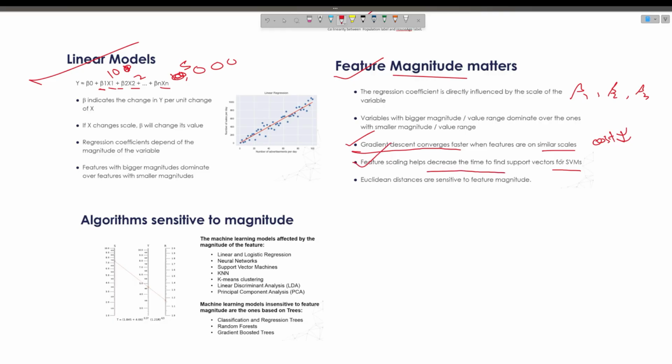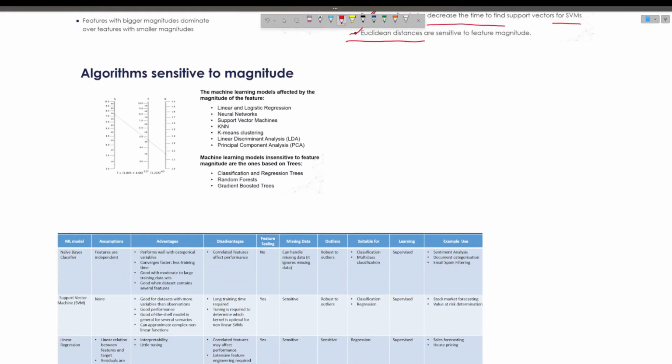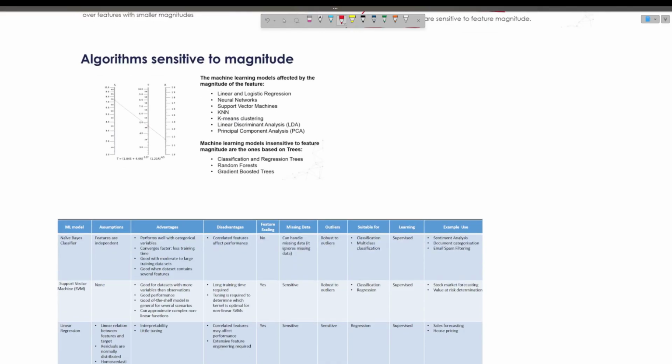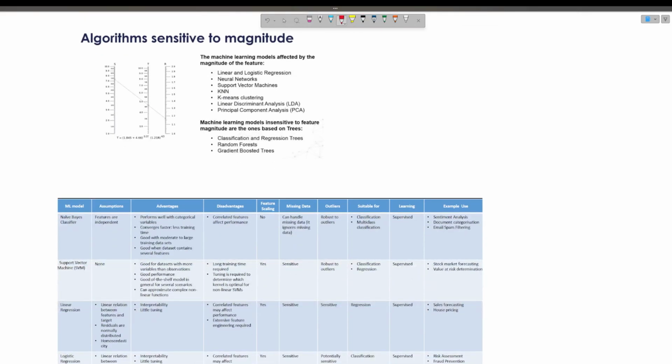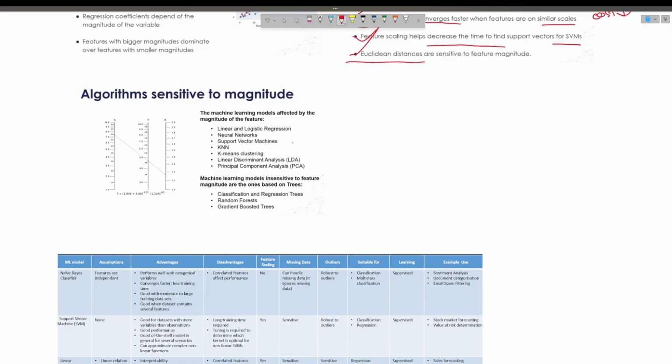So we have learned about SVM, and Euclidean distances are sensitive to feature magnitude. This is one of the concepts you have learned about Euclidean distances as well. Okay, algorithms sensitive to magnitude. There are various kinds of ML algorithms that are very much sensitive to magnitudes. Those are linear and logistic regression, neural networks, support vector machine which is SVM, KNN, K-means, linear discriminant analysis, PCA, and machine learning models which are not sensitive to feature magnitude are these.